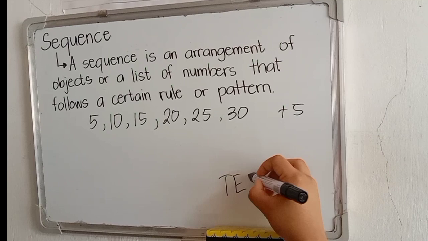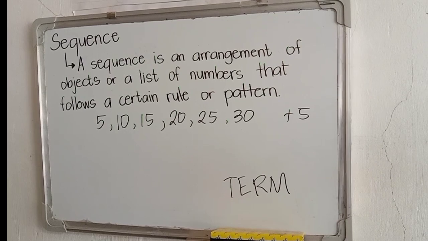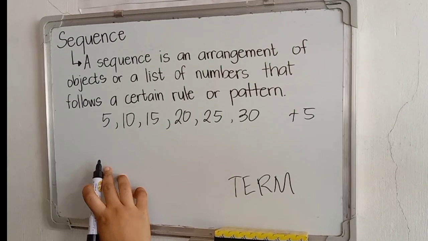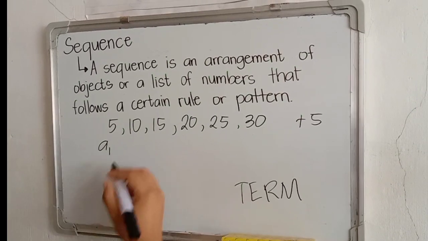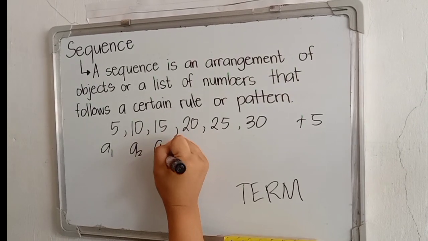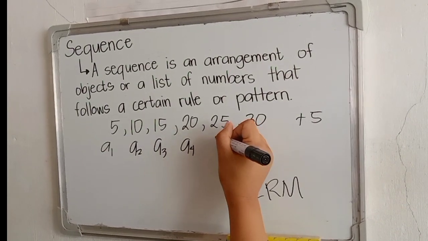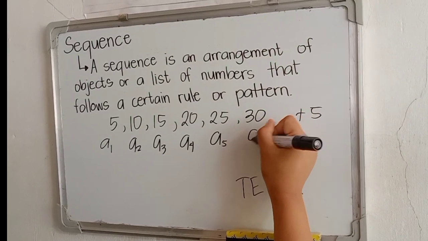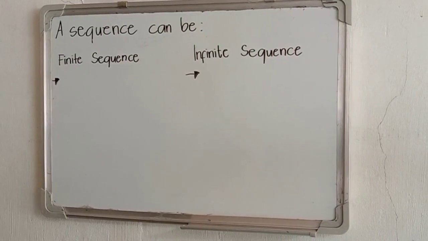Each number in a sequence is called a term. Here in our example, we have 6 terms. 5 is considered to be the first term, which is denoted by a sub 1. 10 is a sub 2 or the second term. 15 is a sub 3 or the third term. 20 is a sub 4 or the fourth term. 25 is a sub 5 or the fifth term. And 30 is a sub 6 or the last term.